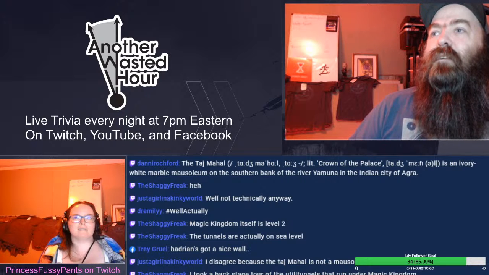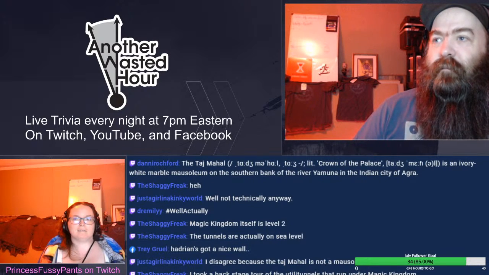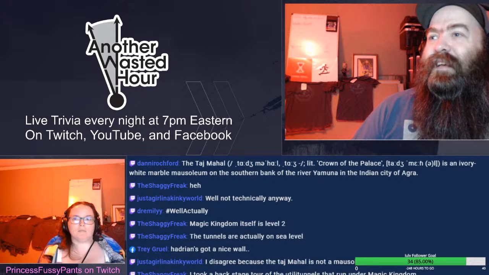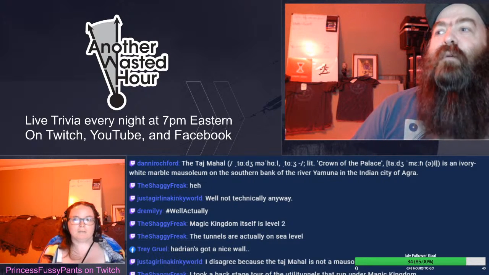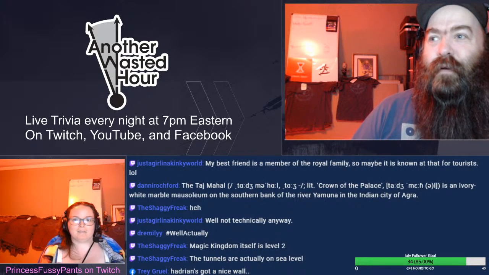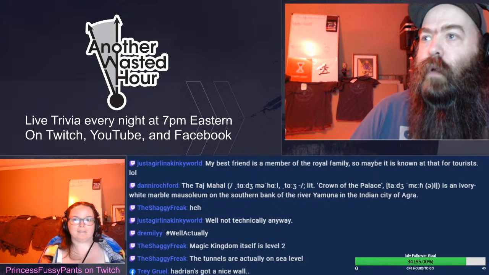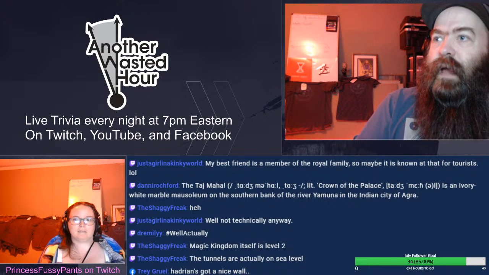Let's see. Disagree because the Taj Mahal is not a mausoleum, at least not technically. And then Danny helpfully posted the Wikipedia definition of the Taj Mahal, which is an ivory white marble mausoleum on the southern bank of the river Yamuna in the city of Agra.